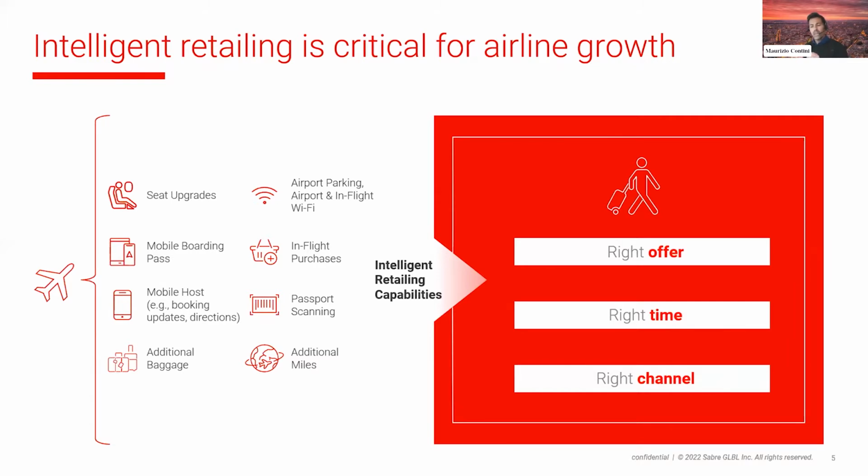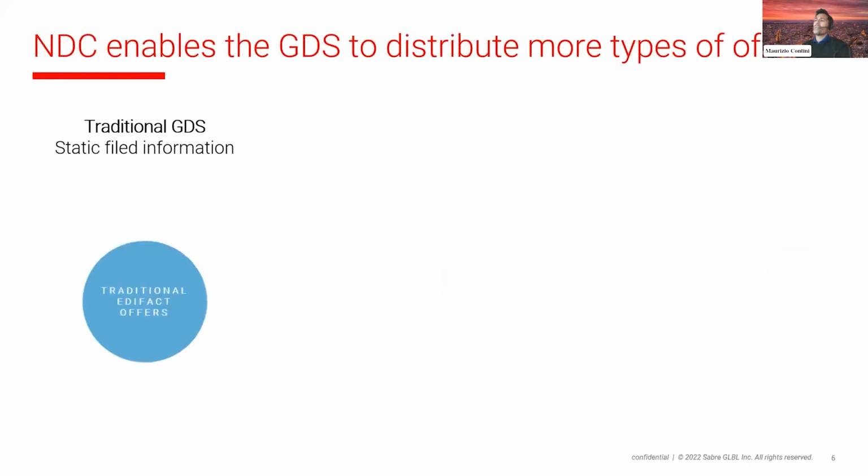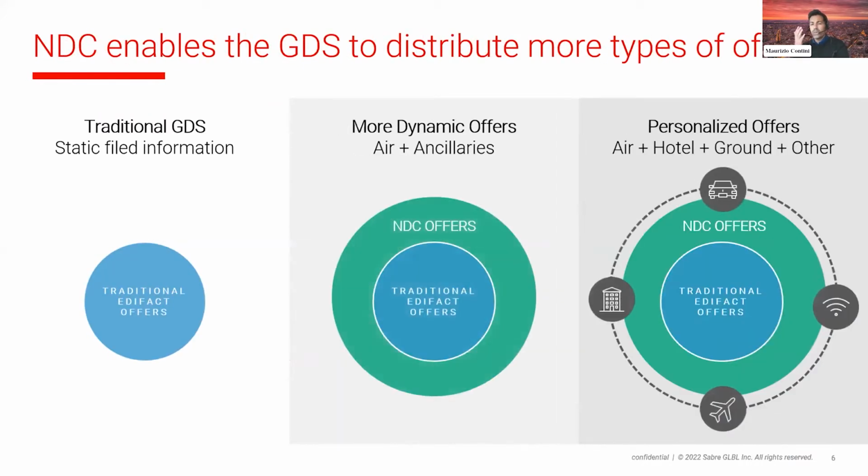I want to do this at the moment, depending on who I have as a traveler. So if I have a frequent traveler that has certain advantages, I want to give him something different, and that is through NDC that I can do this, and I want to distinguish if I do this in one channel or another channel. So it's all about the right offer at the right time through the right channel, and NDC allows that. So in the past, we had the traditional artifact offers, what you are currently used to.